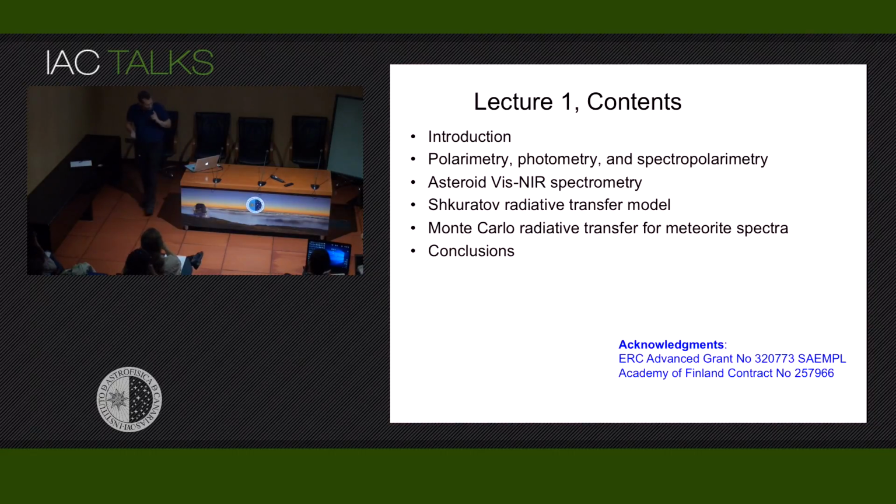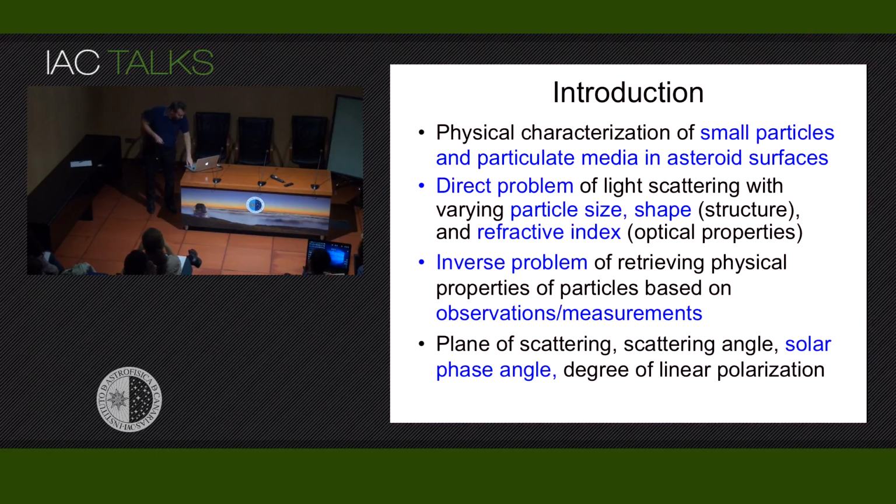Tomorrow we'll do this in detail, from the point of view of novel techniques. So what do we want to do? This is the same story whether we talk about photometry, polarimetry, or spectrometry. We want to characterize small particles and the particulate media in asteroid surfaces. We have the loose, unconsolidated layer of dust on the surface. There can also be solid surfaces. You want to characterize that material in terms of first principles.